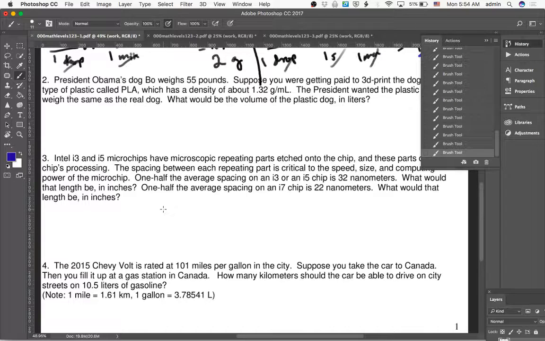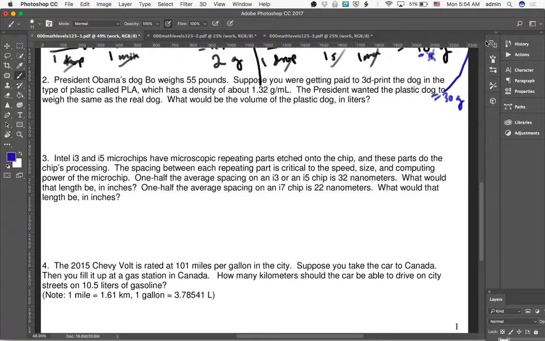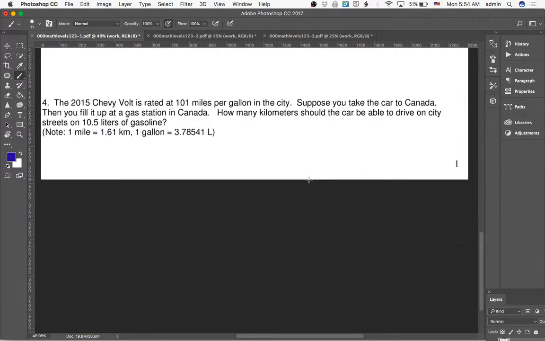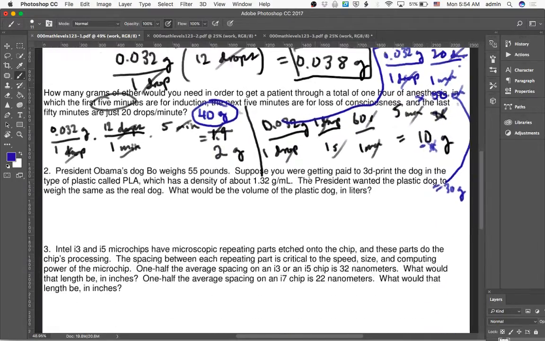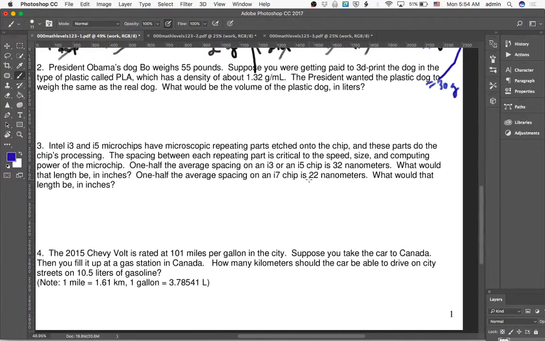Let's see, President Obama's dog. That was just number one. I'll do number two, and then I'll do a new video for the rest of them. So here's President Obama's dog. He wants this plastic dog in liters. So here's liters right here. It's milliliters, so I'll start with liters. 1 liter is 1,000 milliliters.